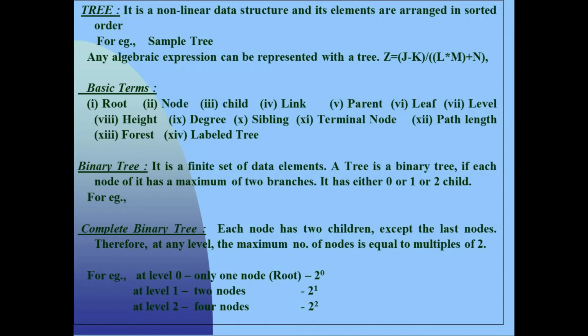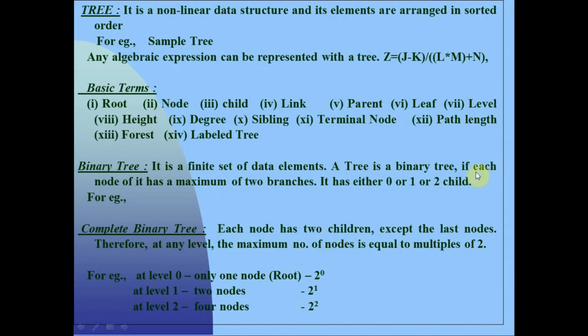For example, a sample tree: any algebraic expression can be represented with a tree. It's the formula z = (j - k) / L * (M + N). The basic terms are root node, node, child, link, parent, leaf, level, height, degree, sibling, terminal node, path length, forest, labeled tree. So a binary tree is a finite set of data elements.